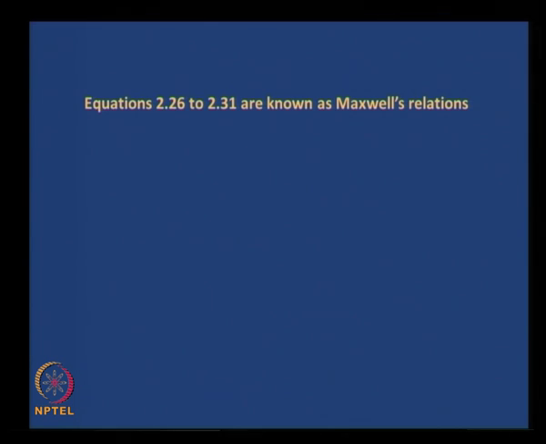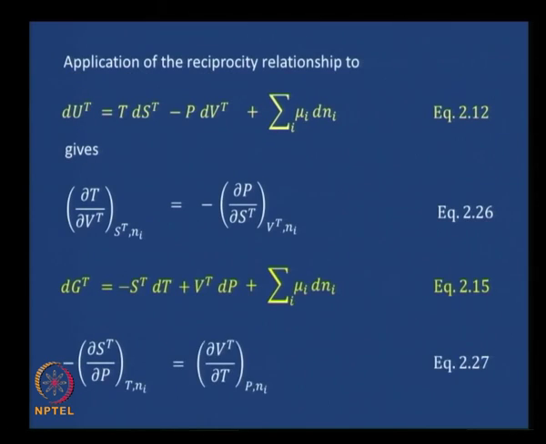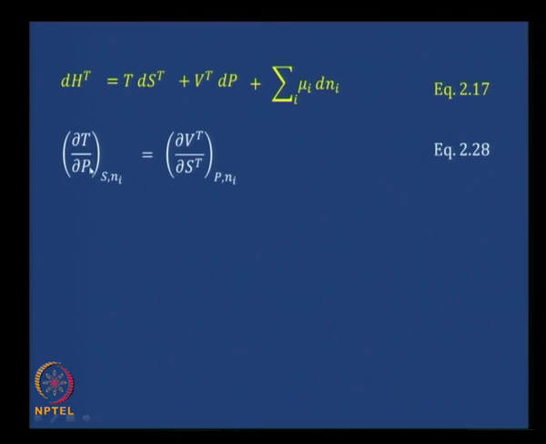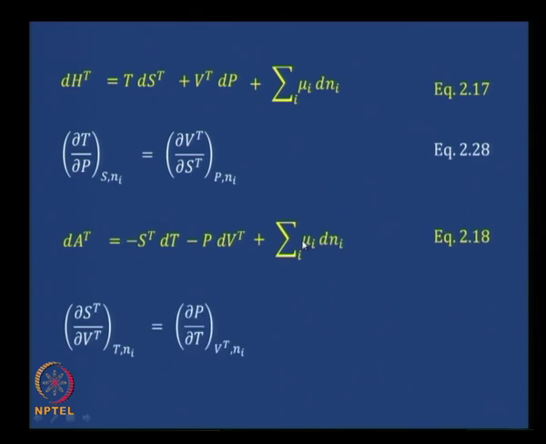The equations 226 to 231, let me go back and show you 226 just for a recall. 226 was ∂T/∂Vt at constant St, ni equals minus ∂P/∂St at constant Vt, ni. 227, minus ∂St/∂P at constant T, ni equals ∂Vt/∂T at constant P, ni, equation 227. 228 was ∂T/∂P at constant S, ni equals ∂Vt/∂St at constant P, ni, and equation 229 was ∂St/∂Vt at constant T, ni equals ∂P/∂T at constant Vt, ni.